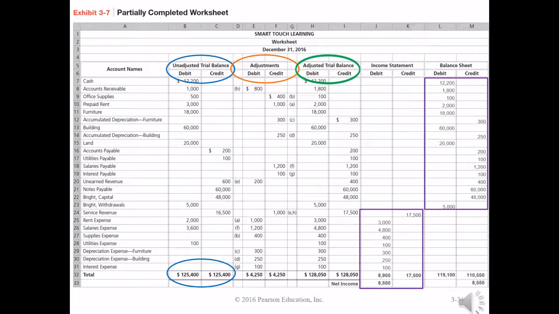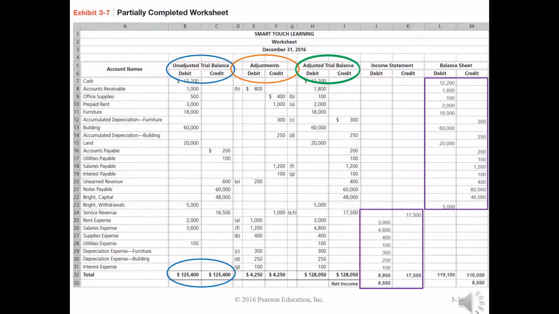Let's talk about how to use the trial balance worksheet. The first step is to fill out all of your balances from your unadjusted general ledger accounts. Every account balance should be entered into these debit and credit columns, and you should ensure that your debits equal your credits.